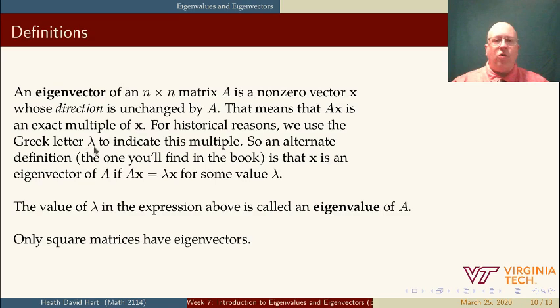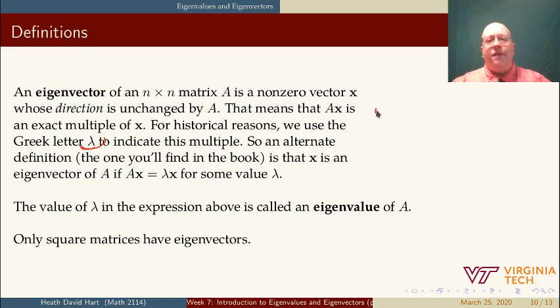For historical reasons, we use the Greek letter lambda to indicate the multiplier. And so an alternate definition, the one that you'll find in the book, is that X is an eigenvector of A if A times X and lambda times X are equal for some value of lambda. The value of lambda is called an eigenvalue.